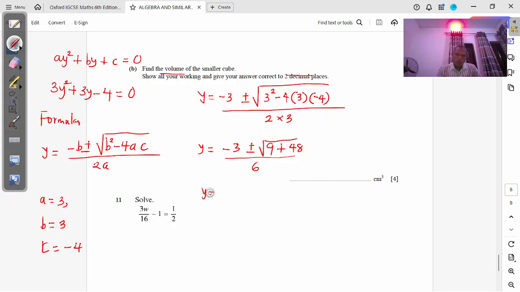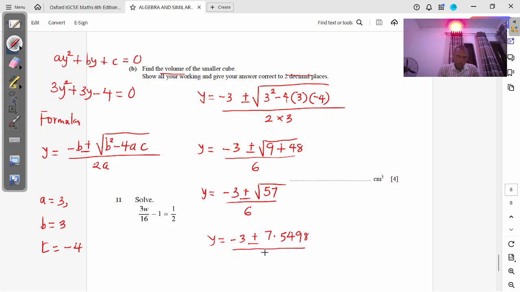So this gives me y is minus 3 plus or minus square root of. So when I add 9 plus 48, this gives me square root of 57, right? All over what? 6. So we have minus 3 plus or minus square root of 57 is actually 7.5498.